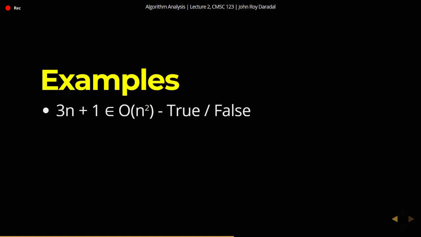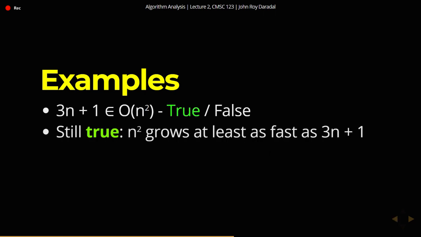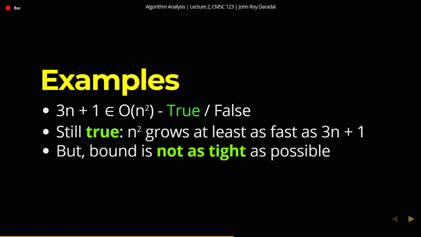Now how about this one? 3n plus 1 is in O of n squared. Is this true or false? Well, it's actually true. Why is that? It's still true because n squared still grows at least as fast as 3n plus 1. So that means that n squared is still a bigger function than 3n. So 3n plus 1 is still contained in O of n squared. However, the bound is not as tight as possible because the tighter bound would have been O of n.